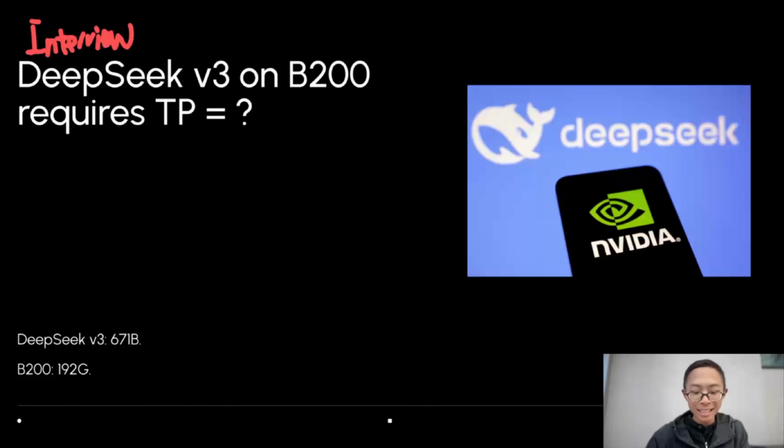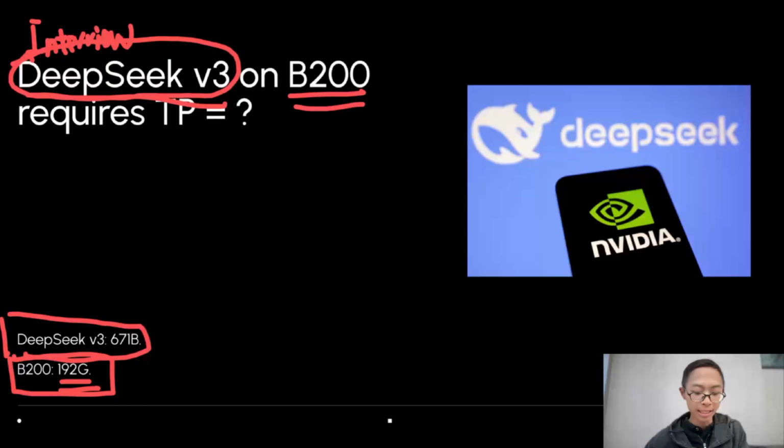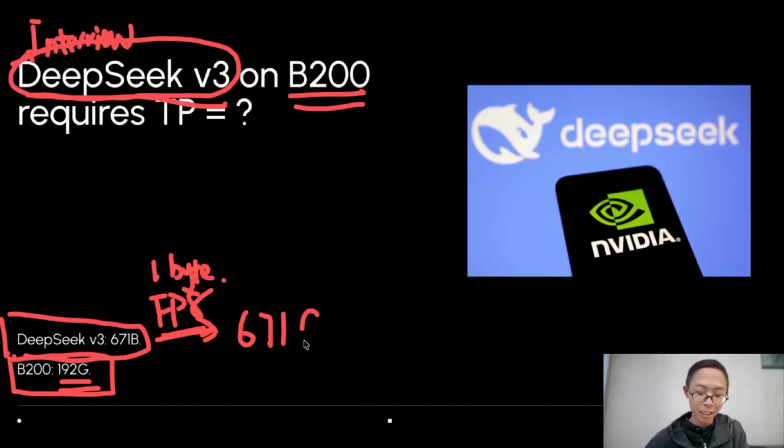Now, interview time. DeepSeek V3 is the latest large model, and B200 is the most powerful GPU. How many B200 GPUs do we need to deploy this big model? Consider that the B200 GPU by NVIDIA has 192 gigs of memory, and the model has 671 billion parameters. If we use FP8, how much memory will it take? Since FP8 is 1 byte per parameter, we multiply by 1, so it's 671 gigabytes.